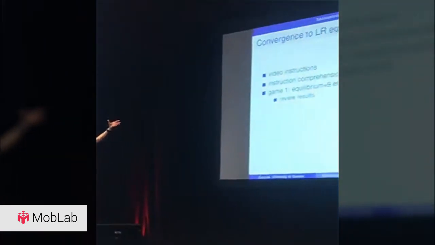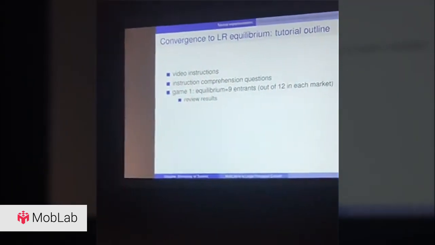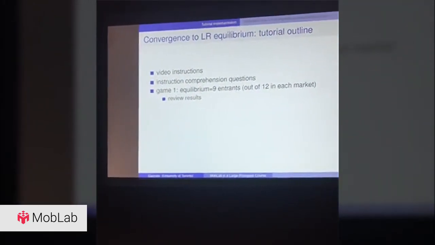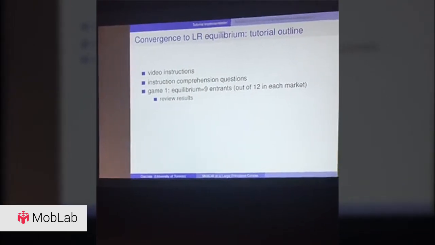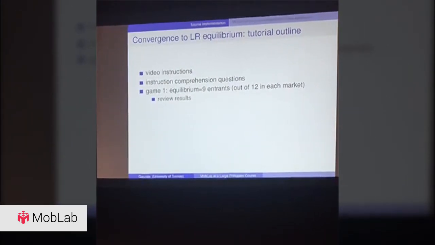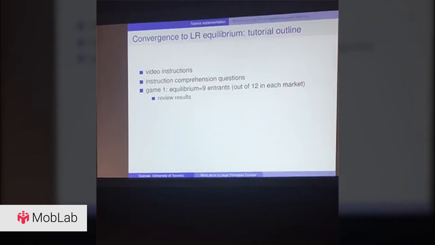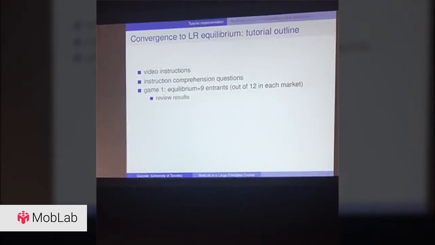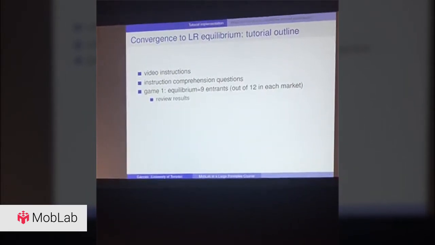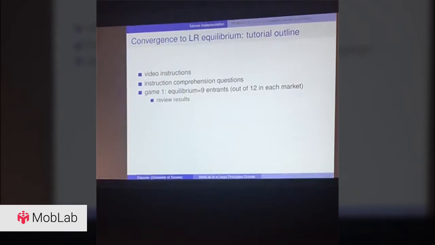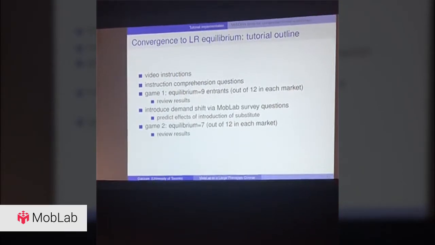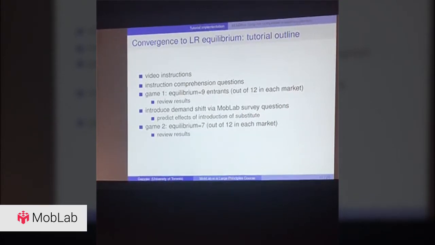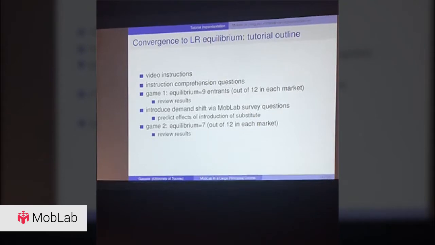And then we played the first game. The equilibrium was 9 entrants out of 12 potential entrants in each market. Afterwards, we reviewed the results. I'm not going to show the results because I could pick the results that look the best and you wouldn't. Anyway, in general, we do a good job of converging to the equilibrium where 9 out of 12 enter. I then introduced a demand shift, or my TAs did, by a MobLab survey question.